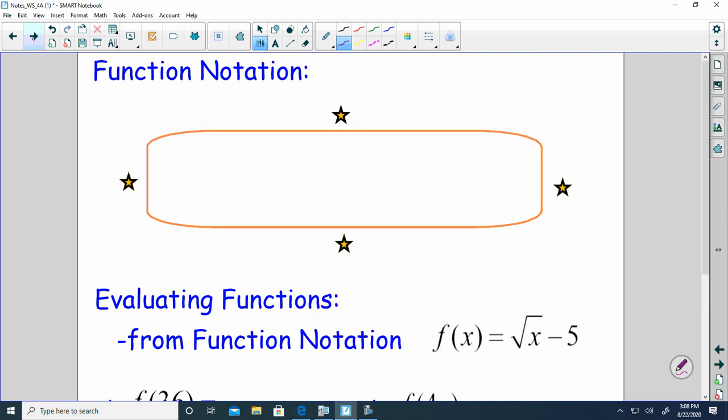Let's see, function notation. Function notation is rather than saying y equals something, we actually say the function at x, f of x. That's f at x. So some people say f at x. Some people say f of x. In my opinion, they mean the exact same thing. Okay? Evaluate functions using functional notation.